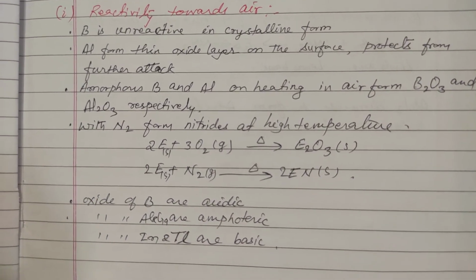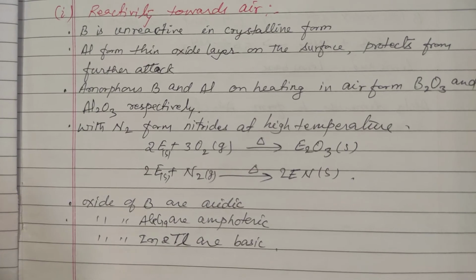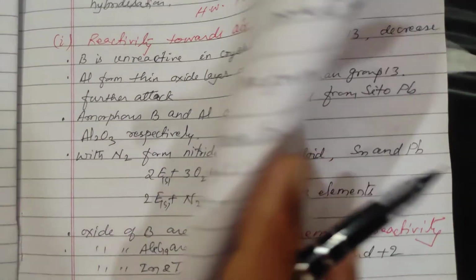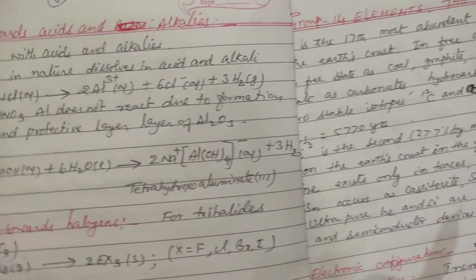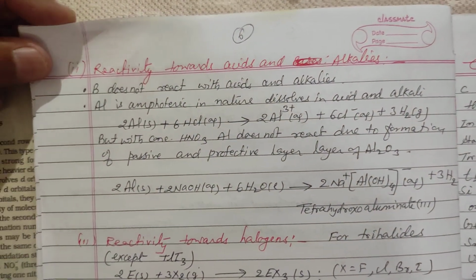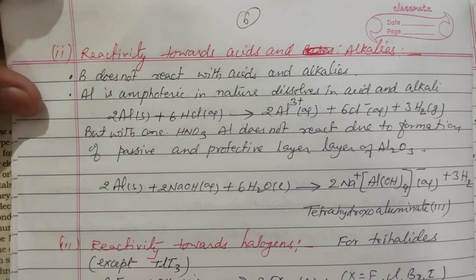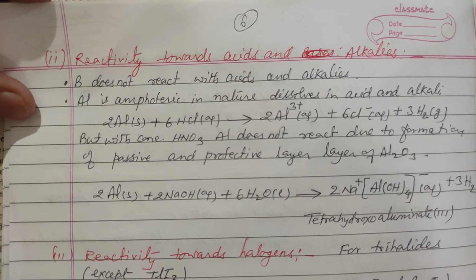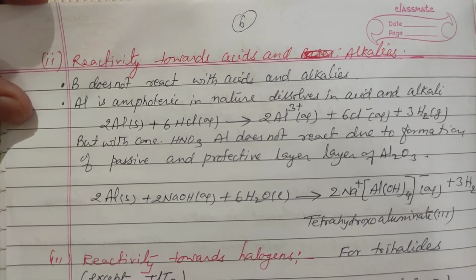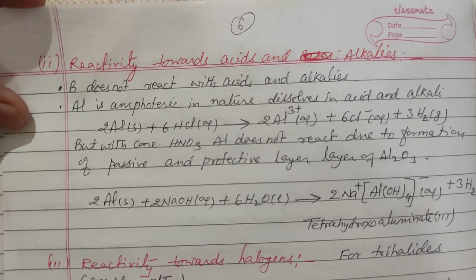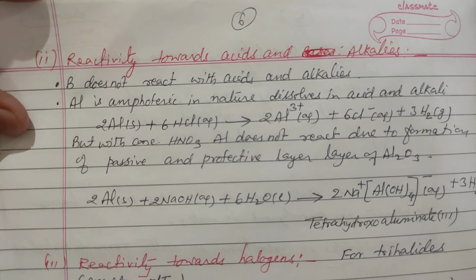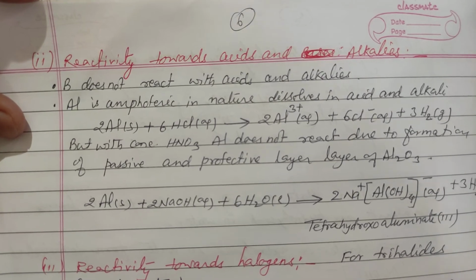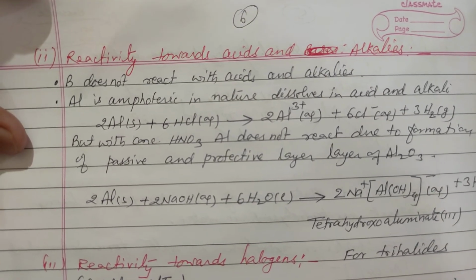Oxides of boron are acidic. Oxides of aluminum and gallium are amphoteric. Oxides of In and Tl are basic. Reactivity towards acids and alkali. Boron does not react with acid and alkali. Aluminum is amphoteric in nature, dissolving in acid and alkali. 2Al(s) + 6HCl gives 2Al3+(aq) + 6Cl-(aq) + 3H2(g).